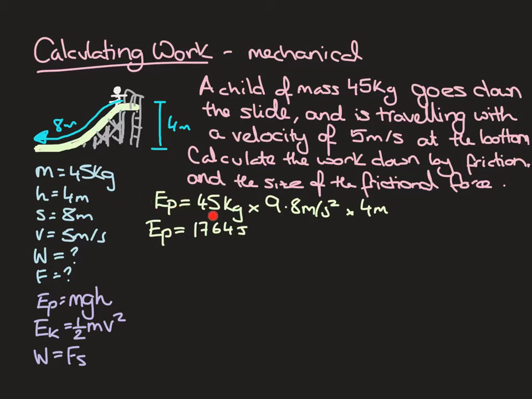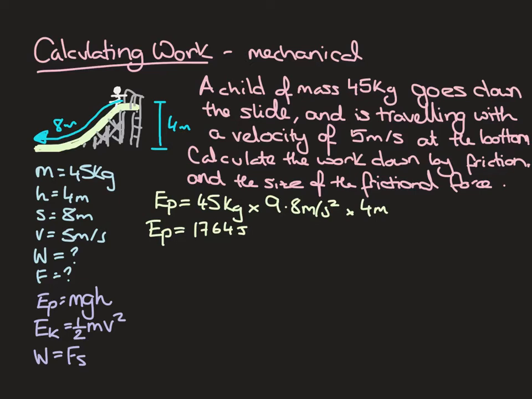So the mass is equal to 45 kilograms. So we're using mgh from down here. g is going to be given to us. It is 9.8 meters per second squared, acceleration due to gravity on Earth. And the height is 4 meters. When we do that, we find that the energy in the gravitational store is 1,764 joules. So that's how much energy was in the gravitational store at the top of the slide.